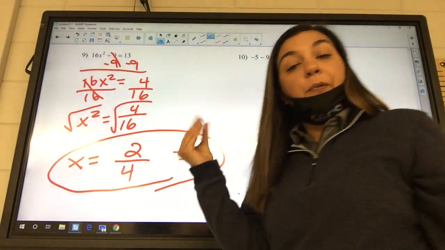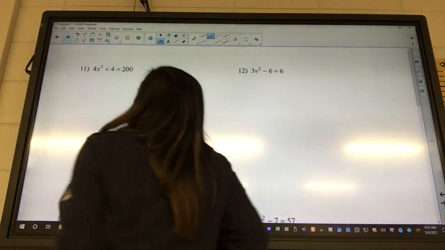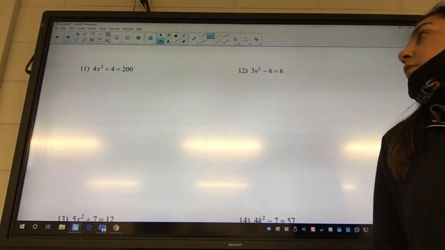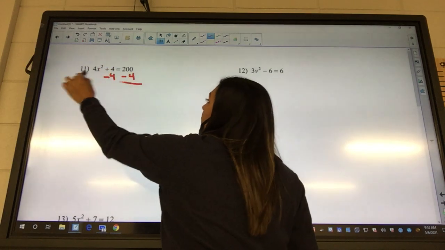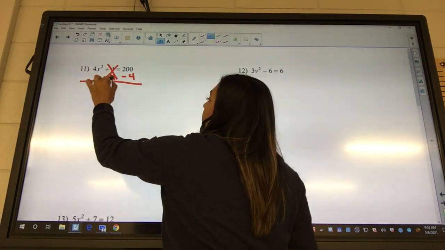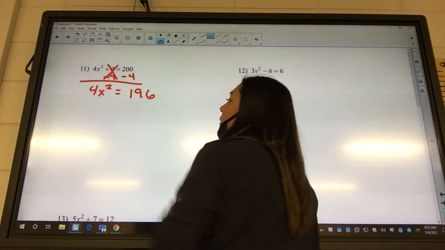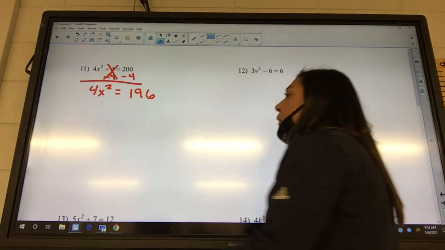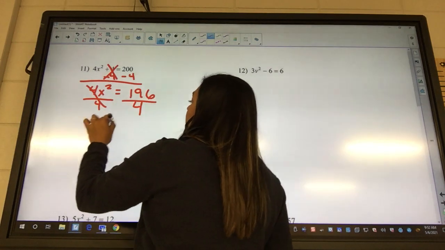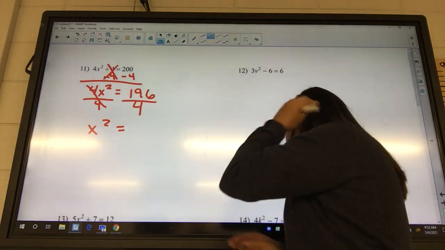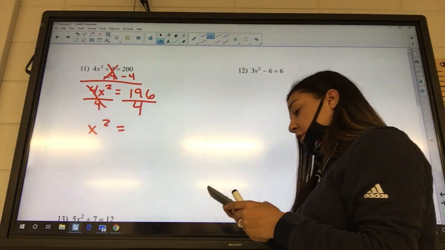What's another version of 2 over 4? 1 over 2. Okay, number 11, what needs moved? The minus 4. So we got 4x squared. What's 200 minus 4? 196. Okay, now what? Divide by 4. Does that simplify, 196 over 4? 14 over 2?